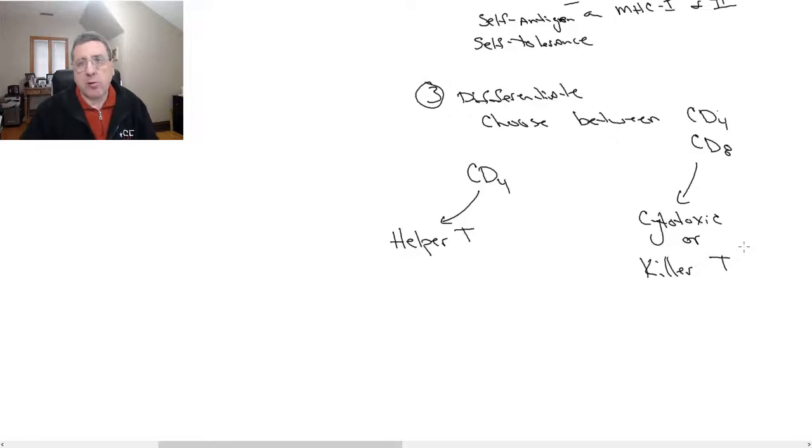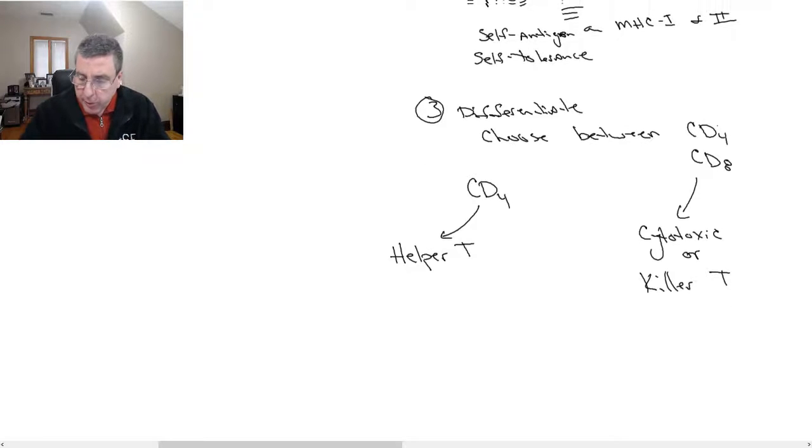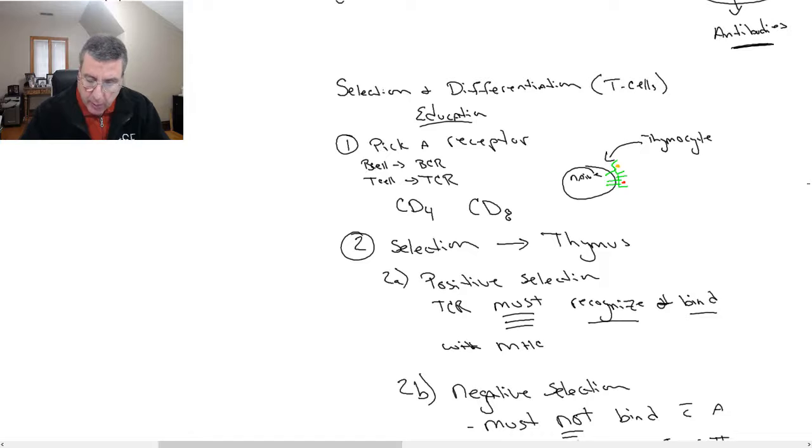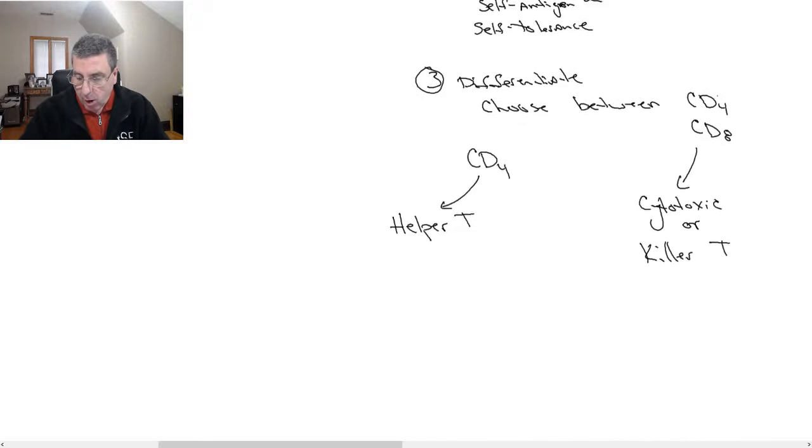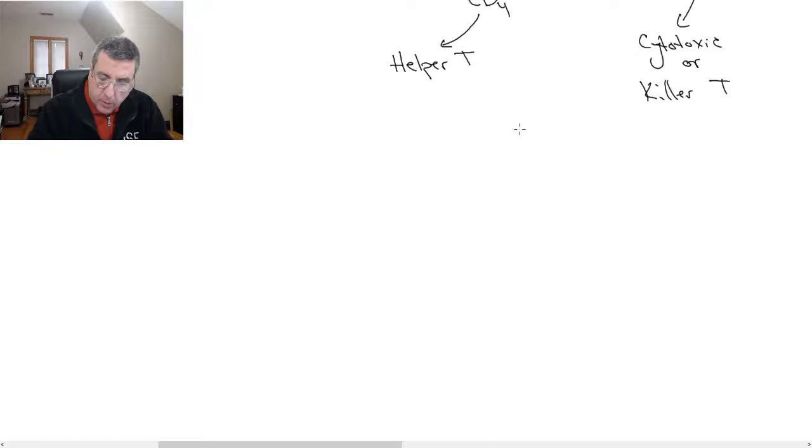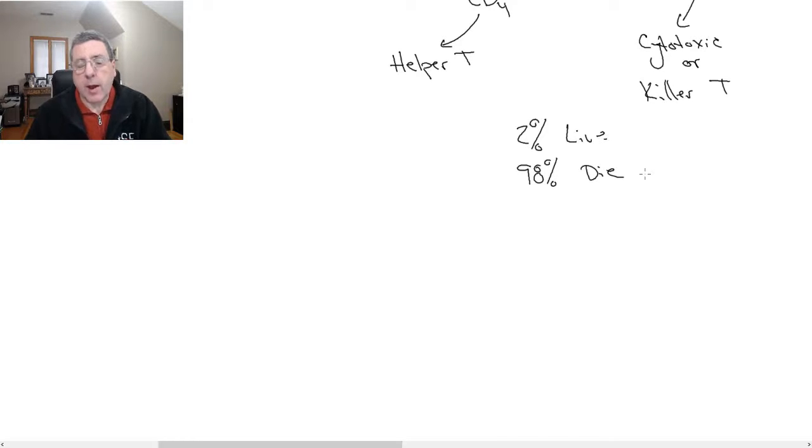Now, out of this whole process that we've talked about, out of your initial thymocytes, go way back up here, your initial thymocytes that go to the thymus, out of all of those, 2% live, 98% die. Okay, I think I mentioned it in this class.